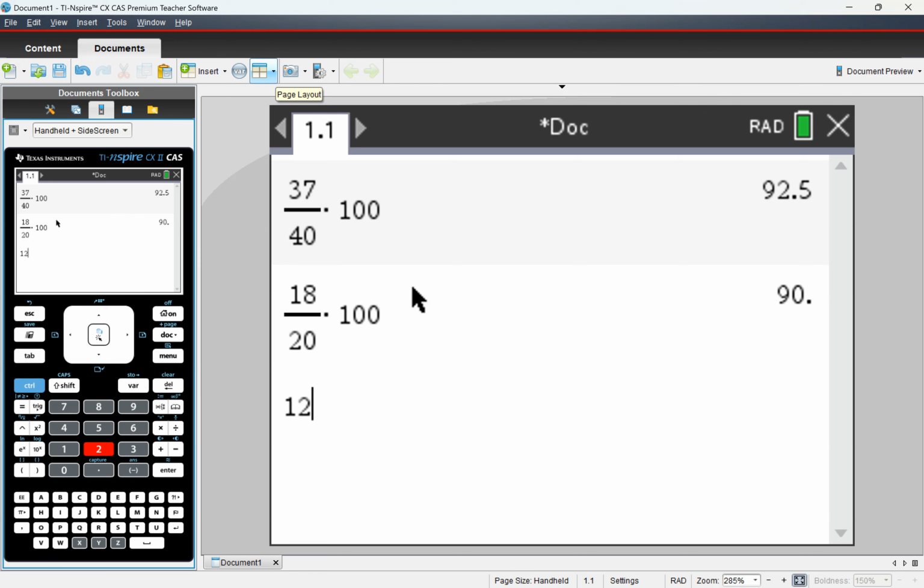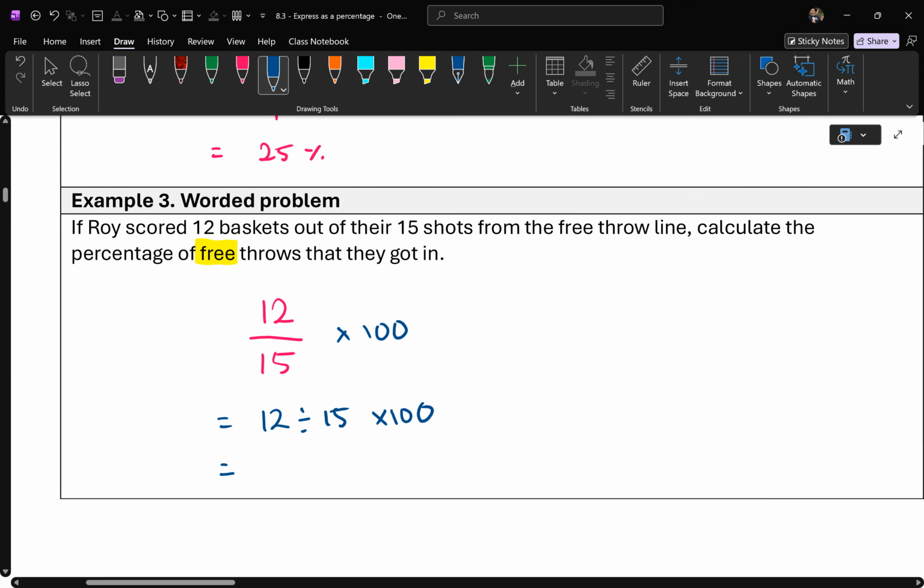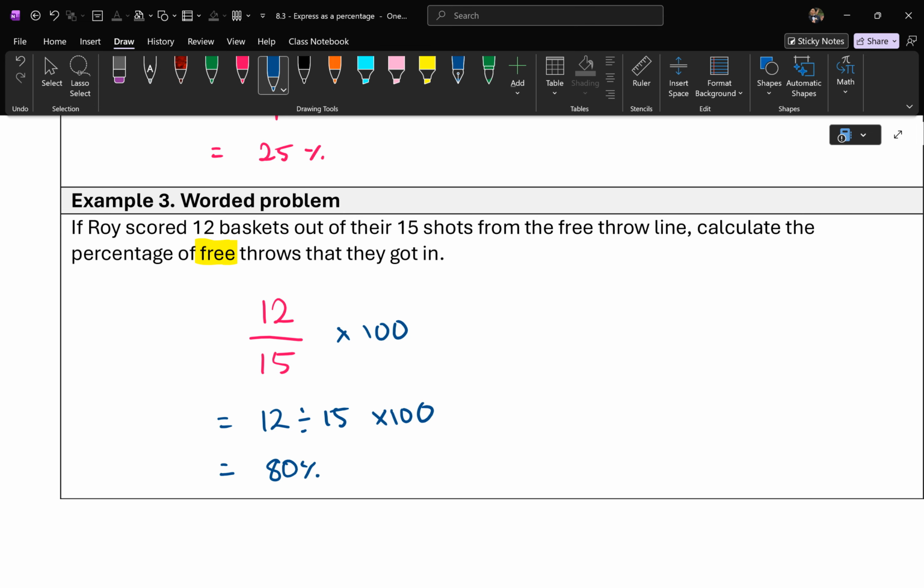12 divided by 15 times 100. And I get 80. So that tells us now his percentage of scoring, based on that average there, he's got an 80% average of scoring. Okay? So far, so good.